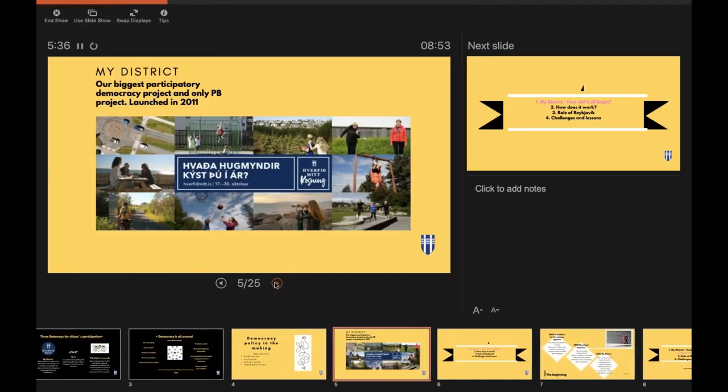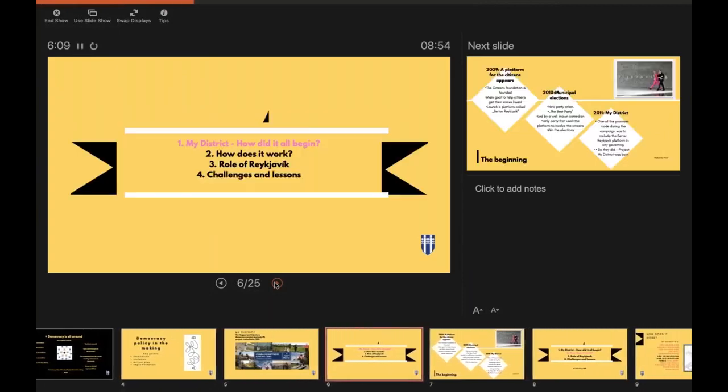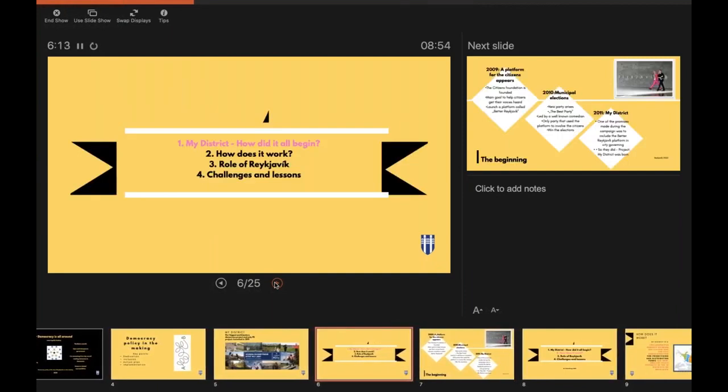So let's turn to My District, which is our biggest participatory democracy project and the only PB project we have in Reykjavík. There are others in other municipalities which came after, so we're kind of pioneering. We launched in 2011, and here you have some pictures from the beginning of the project. I'm going to tell you a little bit about how we do it, how it really works. How did it all begin? How does it work? The role of Reykjavík City and challenges and lessons.